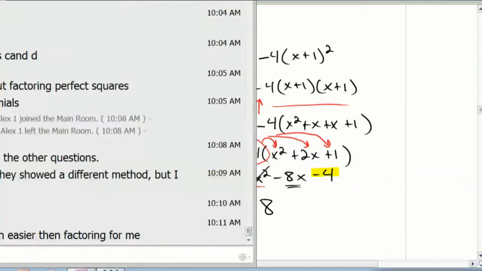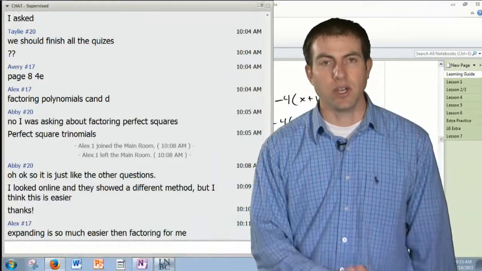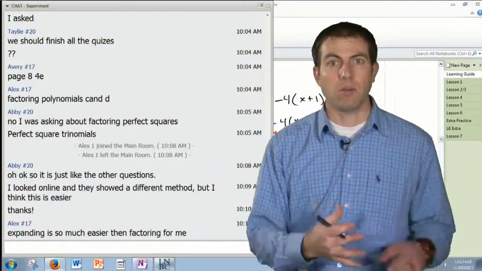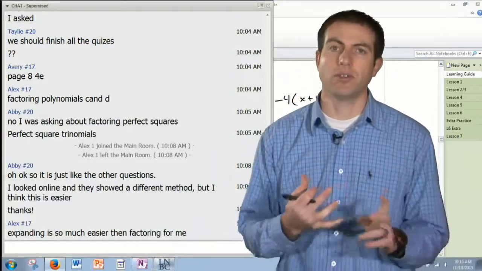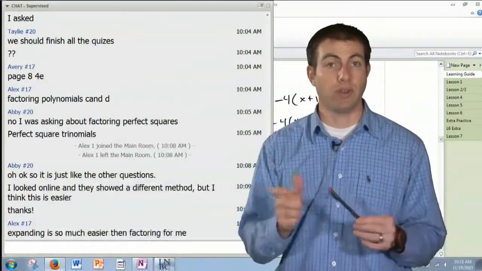And Alex put in a comment here, expanding is so much easier than factoring. Yeah, you guys have spent, how much time practicing multiplication all through grade 7, grade 8, even grade 9, you're doing some multiplication with variables.